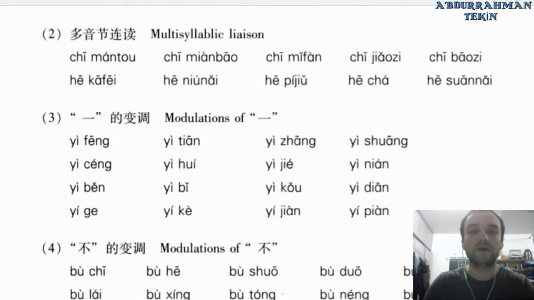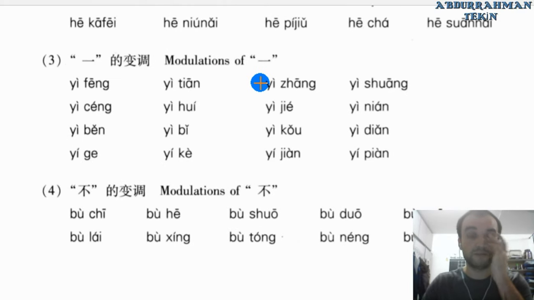哪里？吃馒头，吃面包，吃米饭，吃饺子，吃包子，喝咖啡，喝牛奶，喝啤酒，喝茶，喝鲜奶。 And here we practice the 一 again.